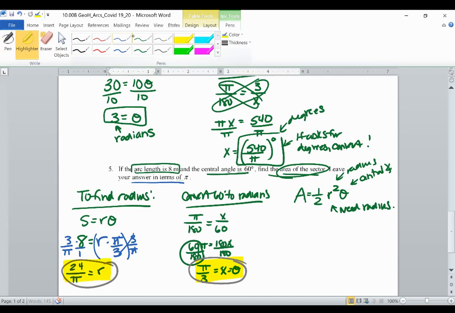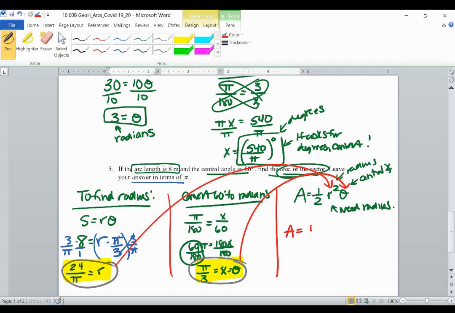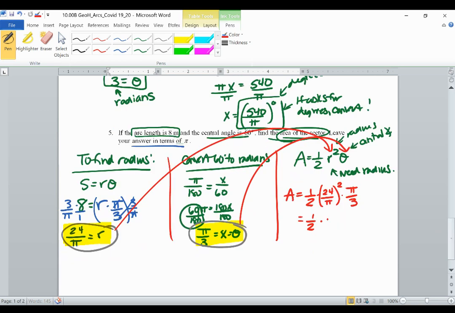So we want to go back to our area formula now, and we're going to put this in for your r and this in for your theta. So I've got area equals 1/2 times 24 over pi squared times my theta, which is pi over 3. So still kind of a complicated problem here, just in terms of the arithmetic. So we've got our 24 squared, it gives us 576 over pi squared. We have to square both of them to get rid of this squared out here, times pi over 3.